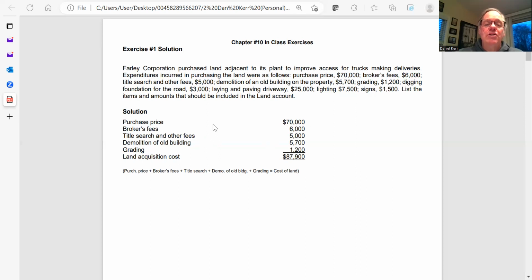So the answer here is the purchase price, the broker's fees, the title, the demolition, and the grading. The total land acquisition cost is made up of all of those things. Those other things are not unimportant. Digging the foundation for the road, laying the driveway, lighting, signs, those are all other assets that will be capitalized separately. There could be some things that would be expensed as well, but we don't have those in this particular problem.